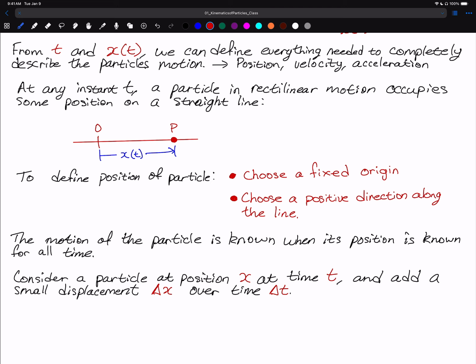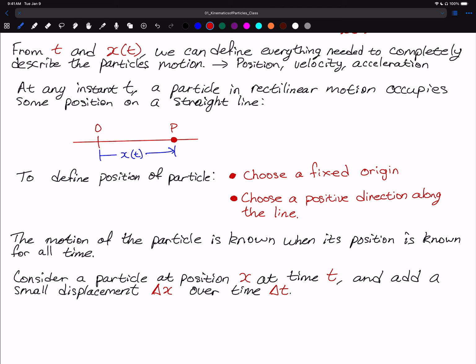And the motion of the particle will be known once its position is known for all time. Once we know the position, we can then go and compute things like velocity and acceleration. So if we know the position as a function of time, we'll know everything that we need to about that motion. Now, if you know the position at a single point in time, like t equals 5, then you don't have enough information in order to know the motion of the particle. In that case, you'd also need to know the velocity.